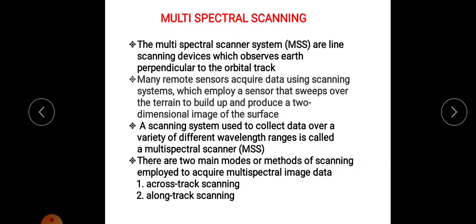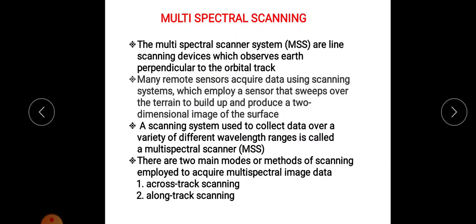A scanning system used to collect data over a variety of different wavelength ranges is called a multispectral scanner. It is known as a multispectral scanner because it uses different wavelength ranges. We are using different wavelengths for taking different types of features, using all the wavelength radiations in the electromagnetic spectrum. Since we are using this variety of wavelengths, it is known as a multispectral scanner.